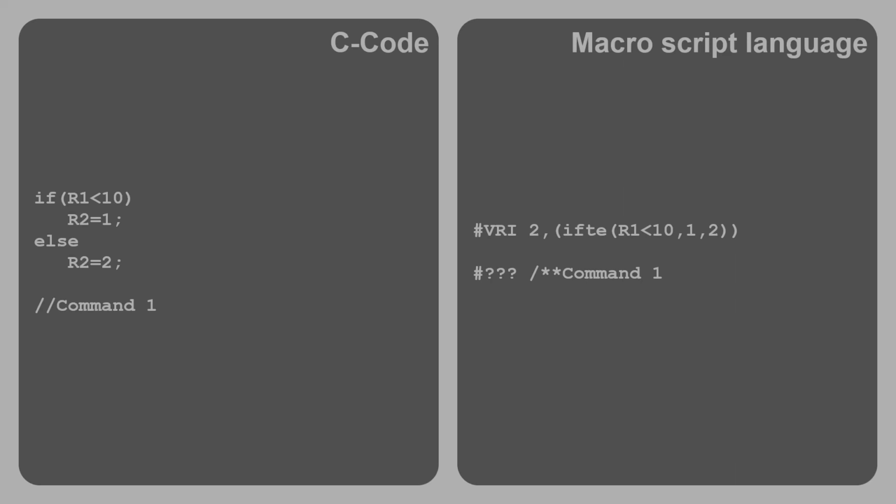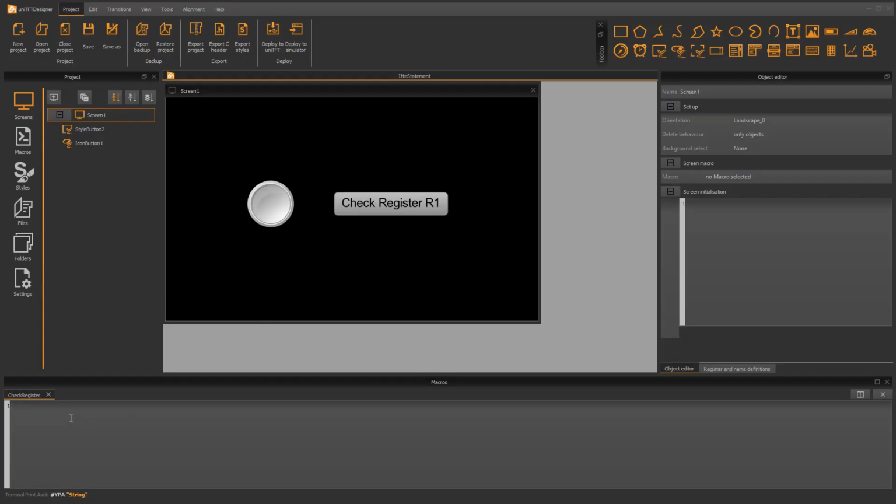Compared to the if statements presented so far, the ifte calculation is a simplification. It will be used mainly in the area of variables, for example, to set them to a value. As in the first and second example, I want to set the state of the button depending on the register value. We use a predefined macro check register. This is already linked to the button's press events.